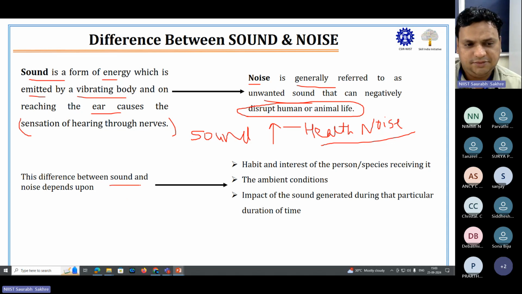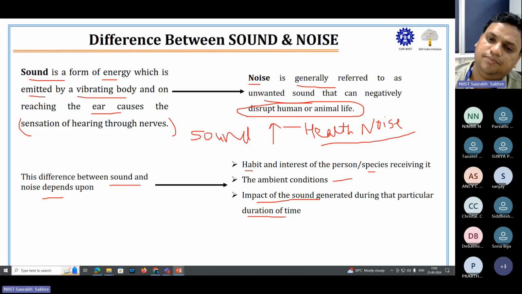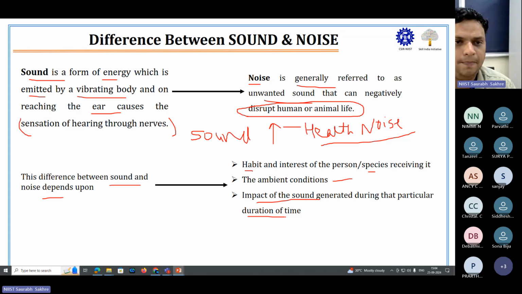Now, the difference between sound and noise depends on these three things, as I already said earlier: the habit and interest of the person receiving it, the ambient condition, and the impact of the sound generated during a particular duration of time. Like if you are going to a party or a club, even if the noise is more, you may be enjoying it because you've gone with that interest and temperament. But if you are doing some work seriously and even the slightest sound is there, that will become noise. That is the difference between sound and noise.